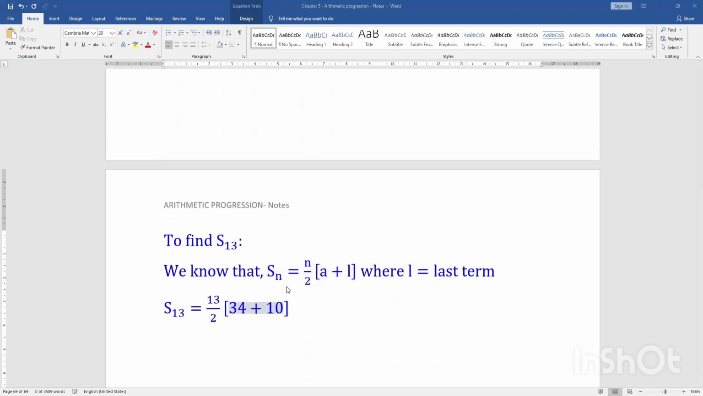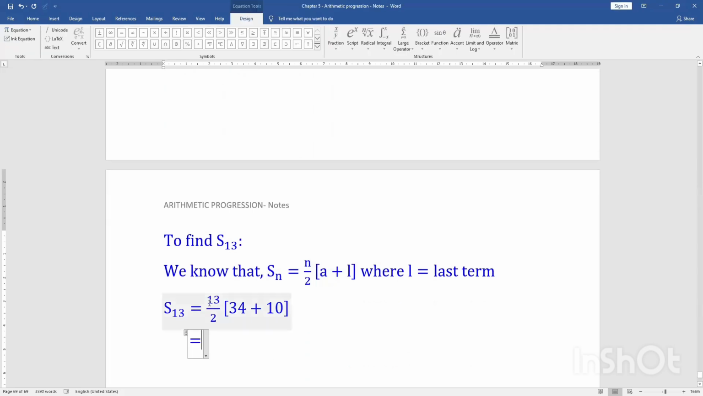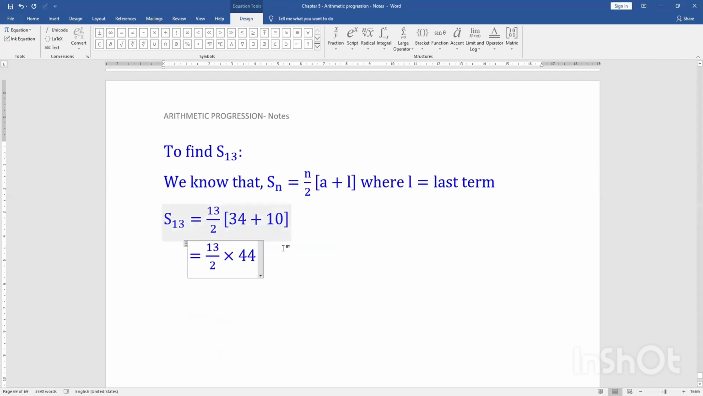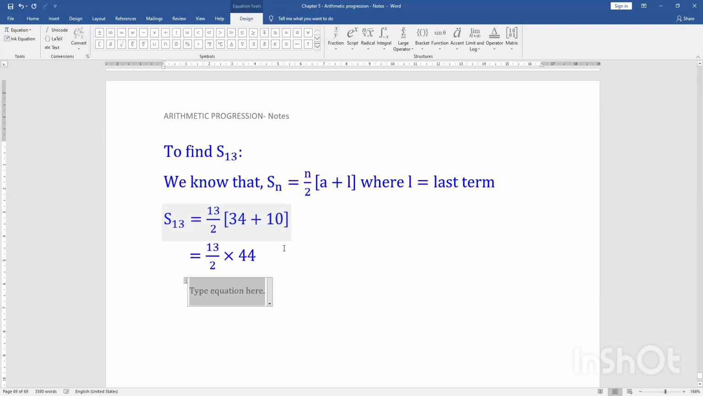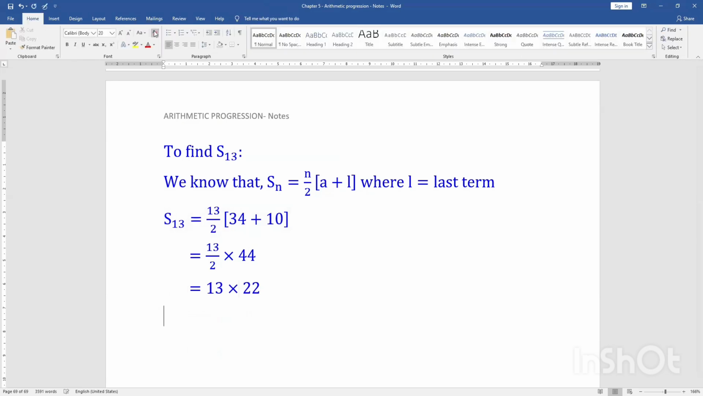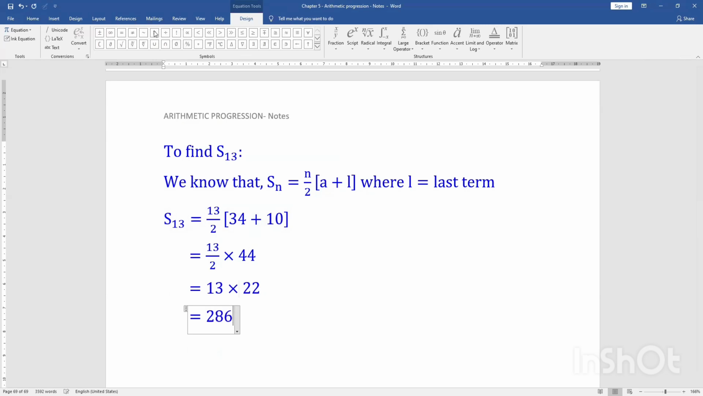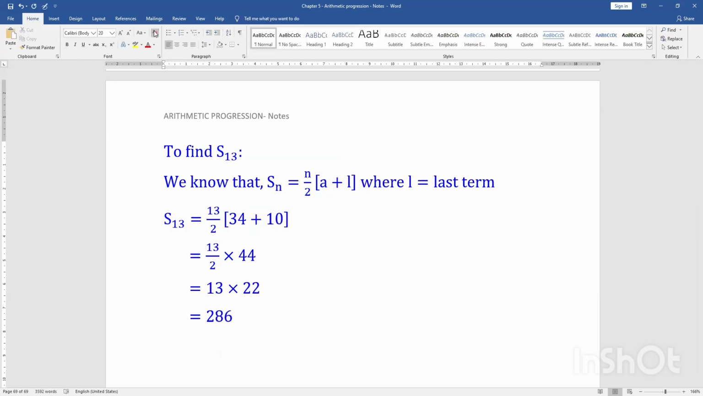Then the next step: it is equal to 13 by 2 into (34 plus 10), which is nothing but 44. So we get 13 into 22, which is 286. It is equal to 286. Now we shall move on to the third problem.